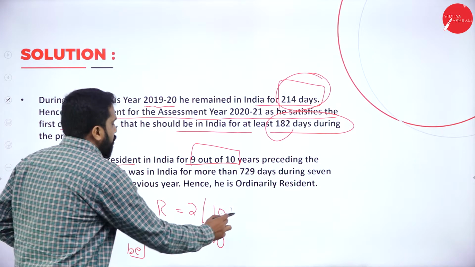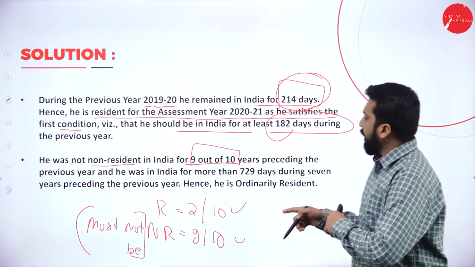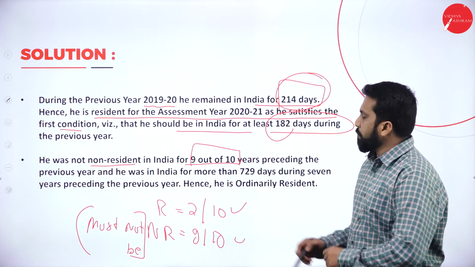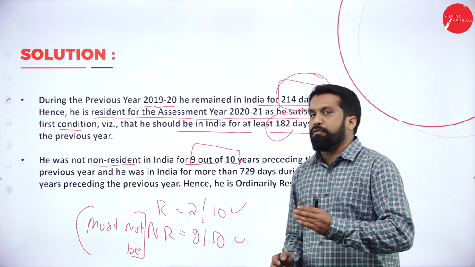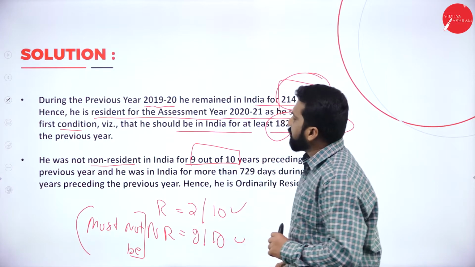Remember, both are the same. He must be resident for at least 2 years out of 10, or he must not be non-resident 9 years out of 10. If you go by the meaning, both are the same. So anything you can write as per this.